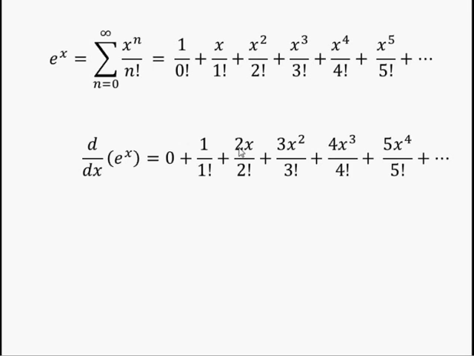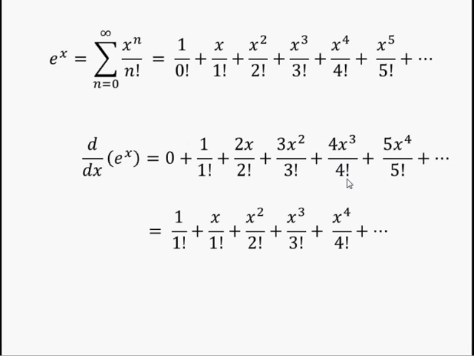So you notice something here. 2 divided by 2 factorial, 3 divided by 3 factorial, 4 divided by 4 factorial. If you simplify that, you'll get 0, so that disappears. 1, and then x over 1 factorial, x squared over 2 factorial, x cubed over 3 factorial. This looks remarkably like this. Even though those first terms are actually different, they're actually both equal to 1. So that verifies for us that the derivative of e to the x is e to the x.